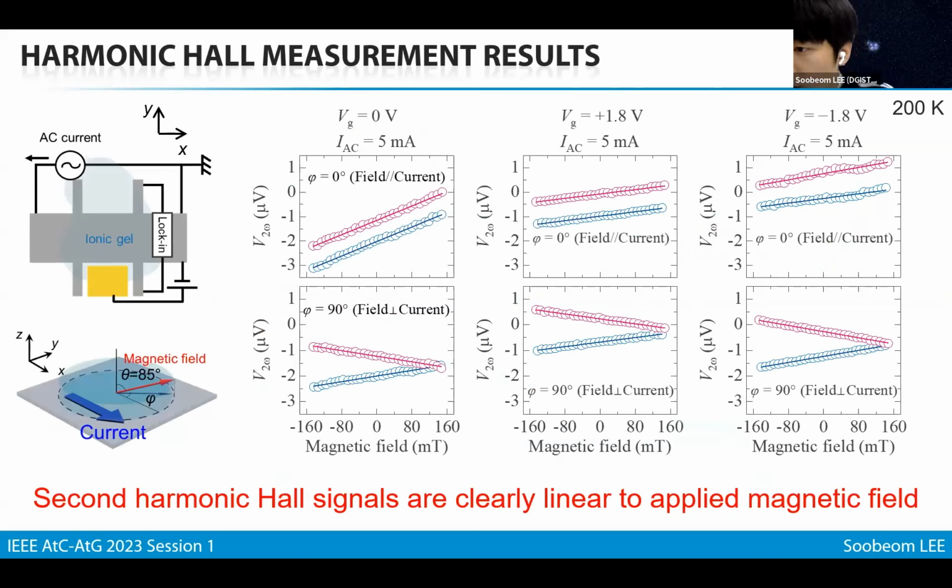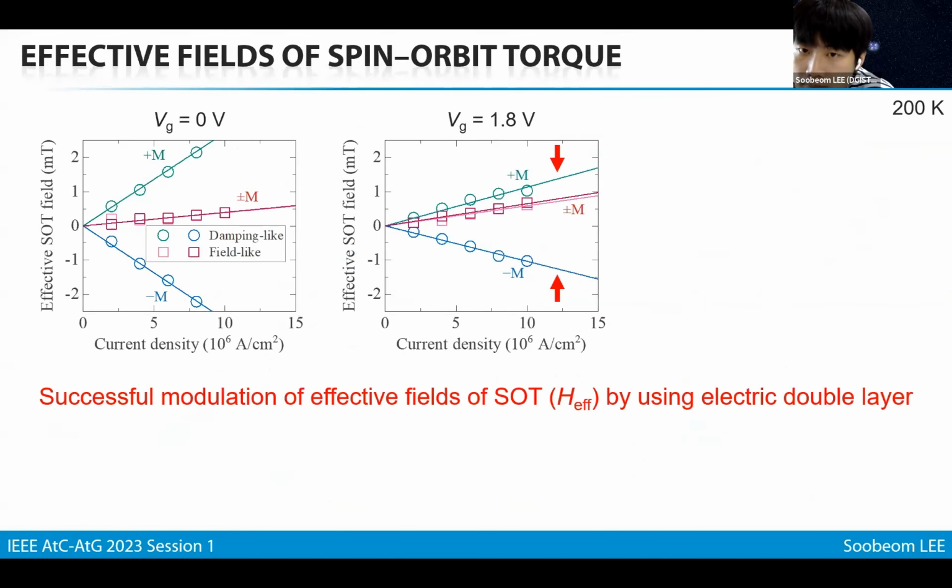There are typical second harmonic signals on the various gate voltage applications. We successfully obtained the second harmonic Hall signals as a function of applied external magnetic field. From the linear slope of second harmonic signals, with planar Hall correction, we can extract the effective fields of damping-like and field-like spin orbit torques.